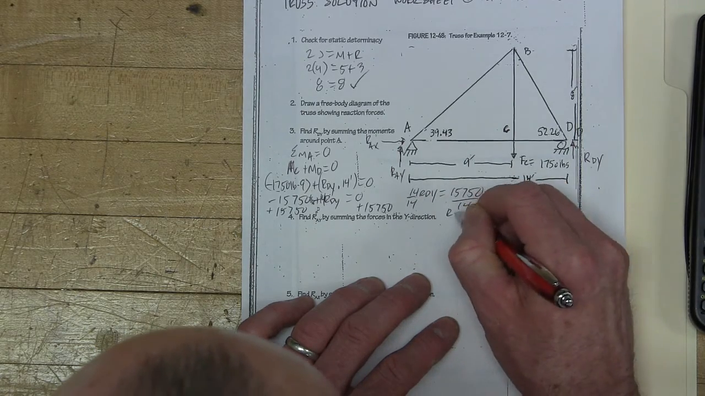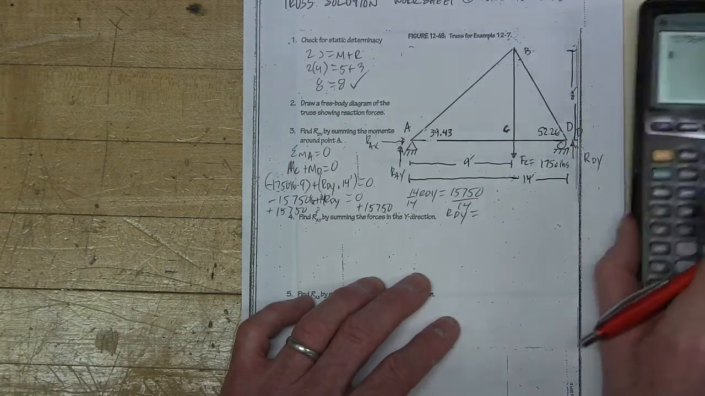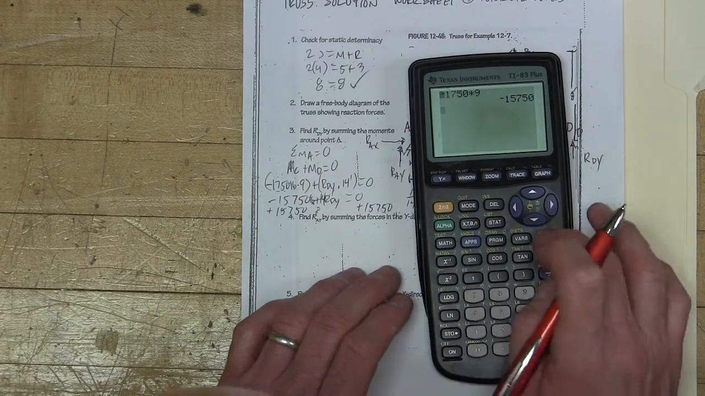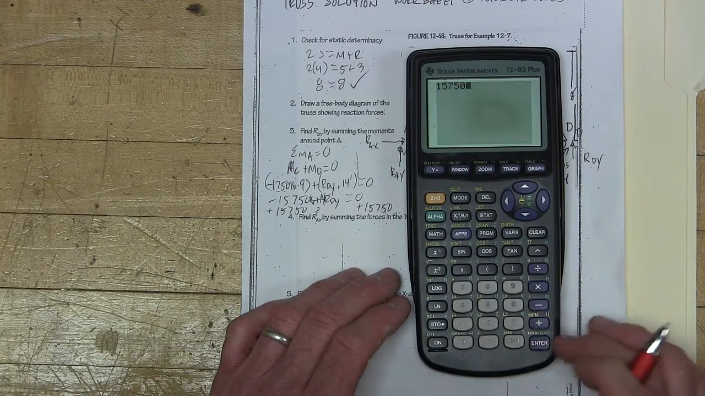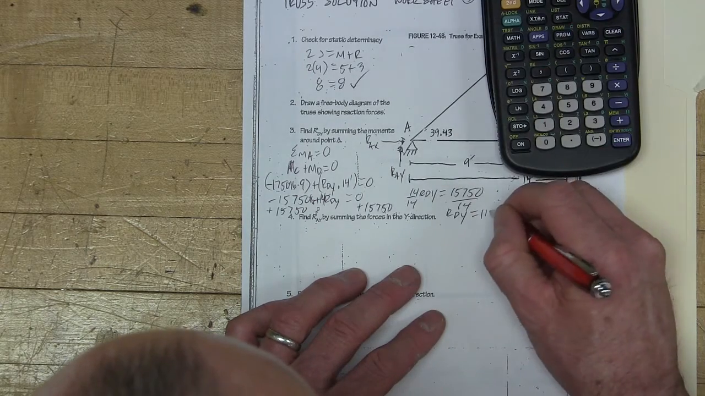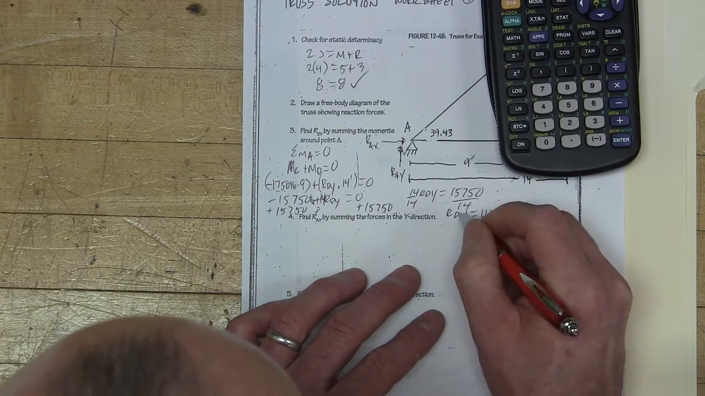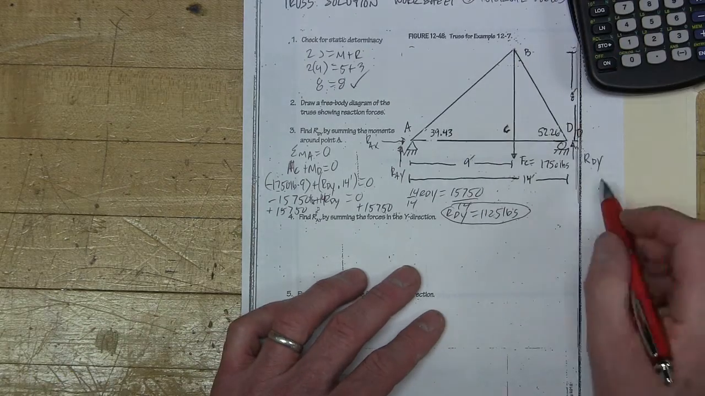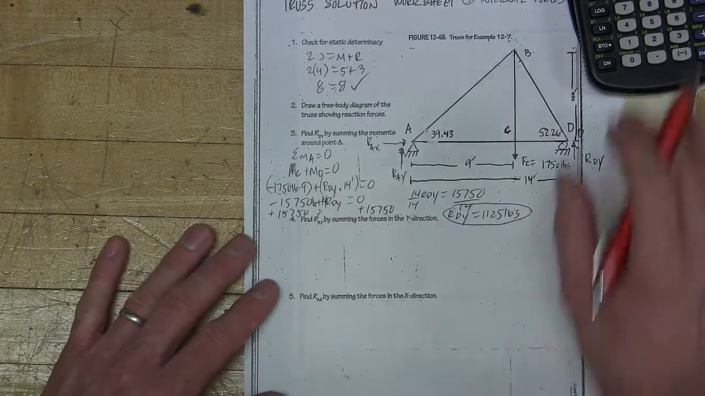And we're going to wind up with RDY being equal to, let's see what we get here as we plug it in, 15,750 divided by 14 equals 1125. 1125 pounds, and that is our reaction force of RDY. So number 3 is done.